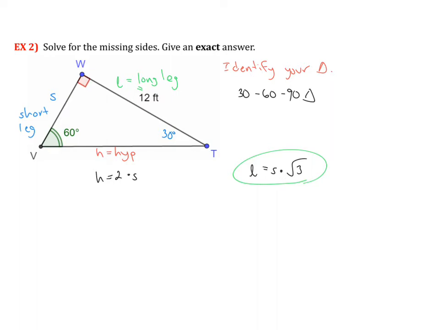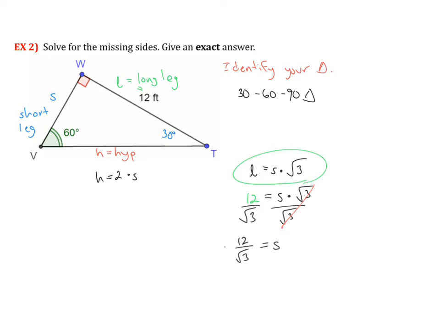So let's substitute in. L is 12 feet. So 12 is equal to S times the square root of 3. Now, because this says S times the square root of 3, and because S is the variable I'm trying to solve for, let's divide by the square root of 3 on both sides so that they cancel out on the right side. And I'm left with 12 divided by the square root of 3 is equal to S.